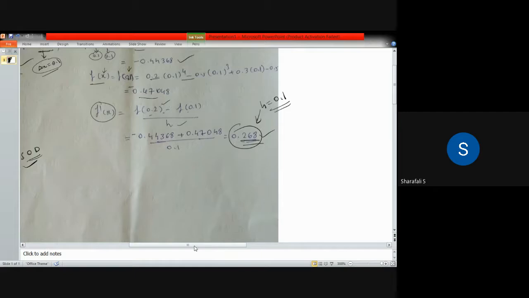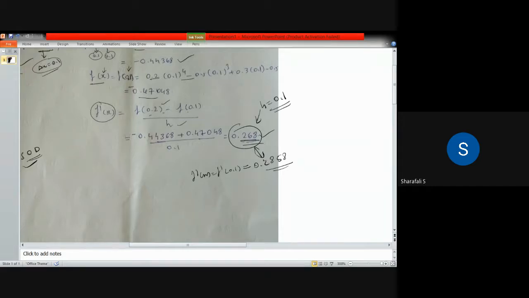What was the analytical value? Analytically, we just find out f dash of x, that is f dash of 0.1 analytically, which is equal to 0.2858. That is what we did earlier. So this is the analytical result. You can compare these two, numerical and analytical results. You can see some difference: 0.268 here, and 0.2858.